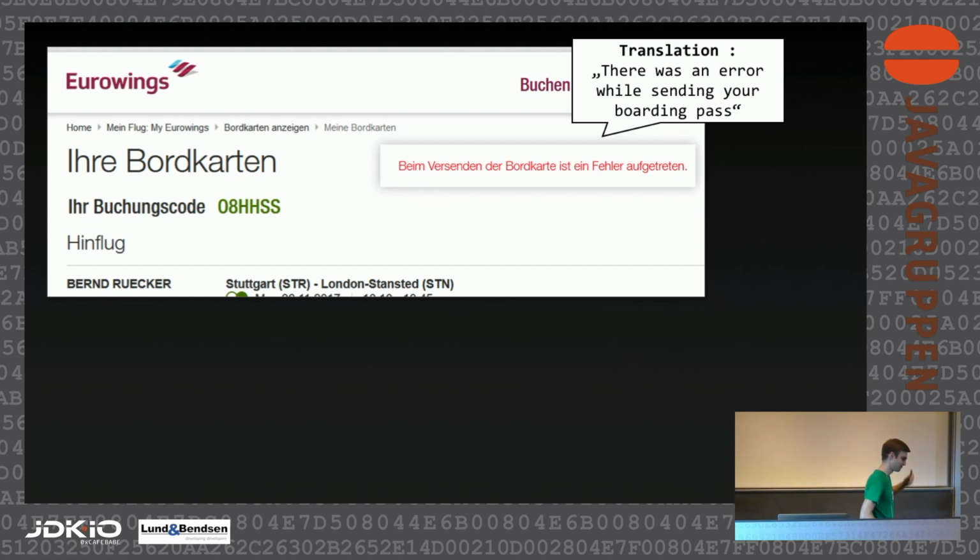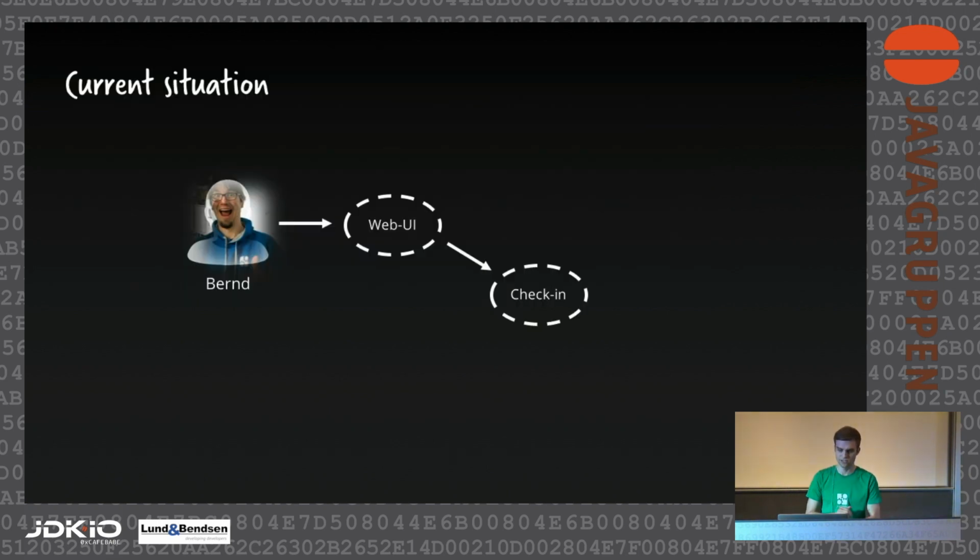This is a German screenshot, but the translation basically says that an error occurred while he tried to check in for his flight. This is something that regularly happens to him. He's happy to collect all the screenshots, and then we put them here on the slide. This happened on the Eurowings website. So now let's try to figure out what happened there in detail.